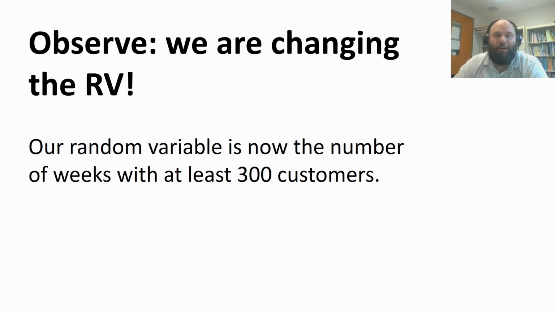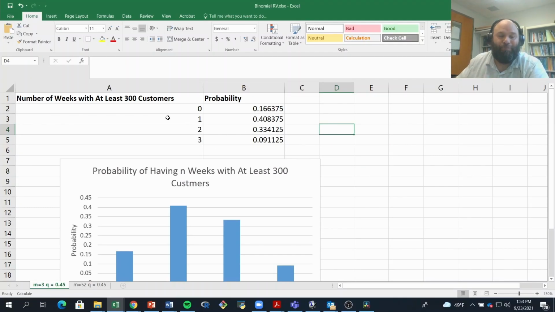So now with this random variable, let's take a look at what happens if we go over 3 weeks. And rather than going through all those calculations, let's just take a look at Excel. I've put all the results into Excel myself. So in this Excel sheet, we've got the number of weeks with at least 300 customers over a 3-week span, and the probability of each of those events. So first we have 0. Right? We have less than 300 customers every single week over 3 weeks.